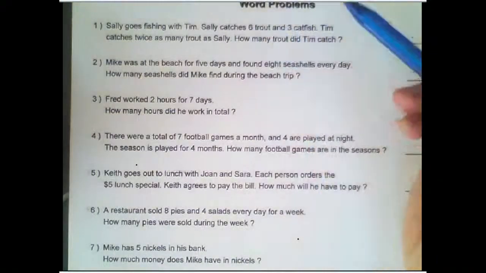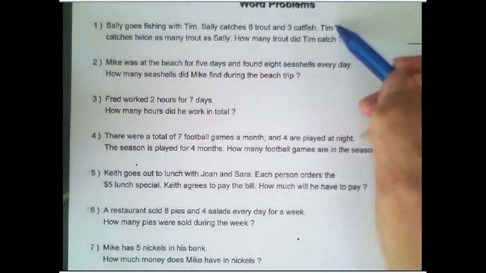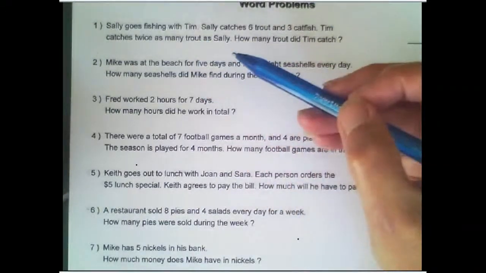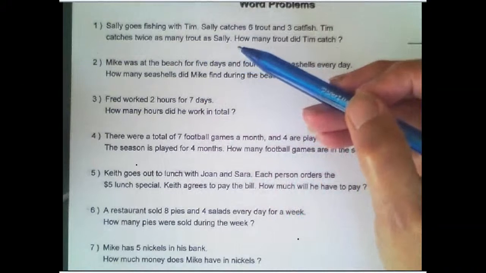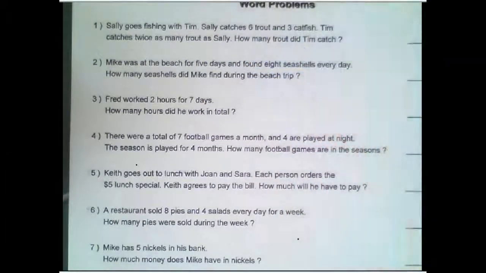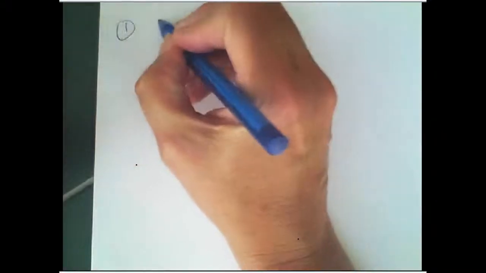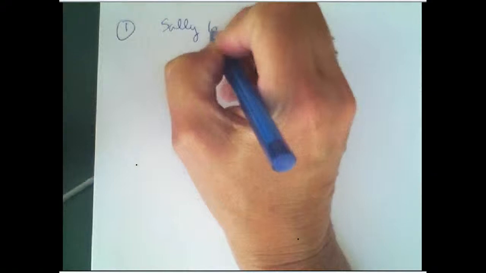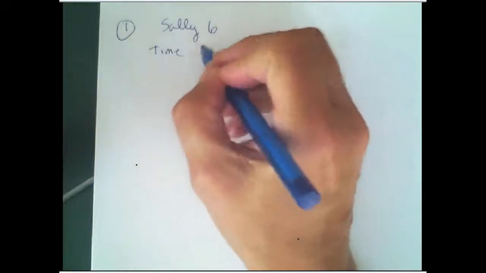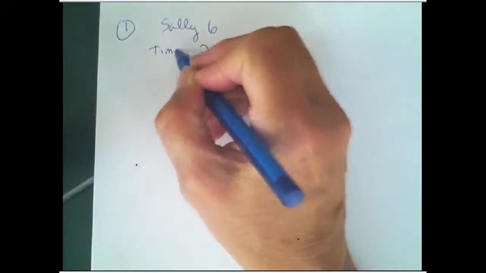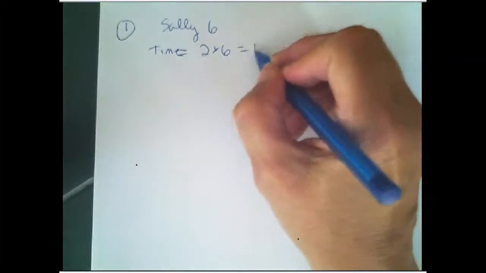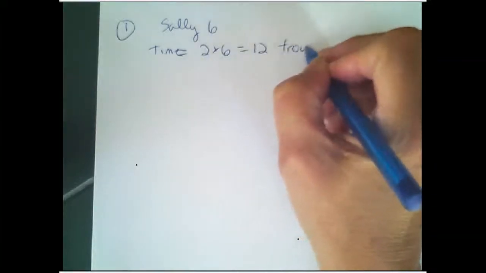We see that Sally caught 6, and they tell us the important clue that Tim caught twice as many. And here you have to go from the language of English to the language of math. When we talk about twice as many, that means it's 2 times as many. So we want to say 2 times as many as Sally. We know that Sally caught 6. So Sally had 6. Tim has 2 times 6, twice as many as Sally. So Tim had 12 trout that he caught.